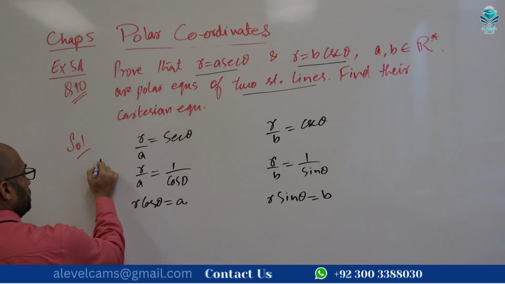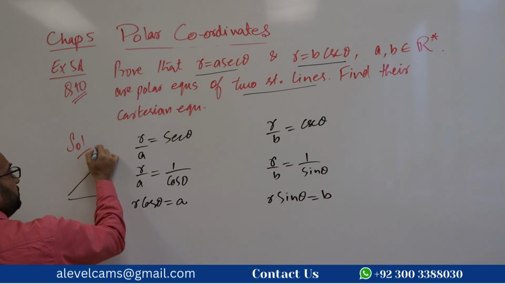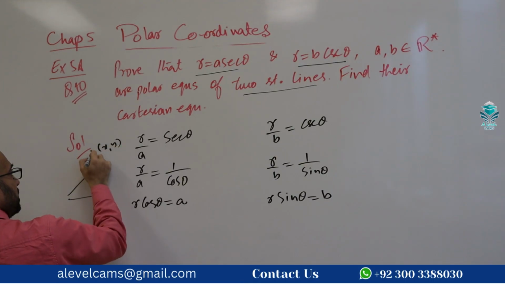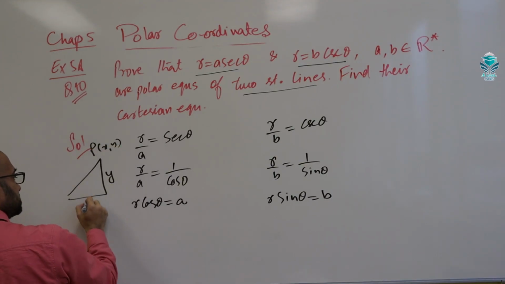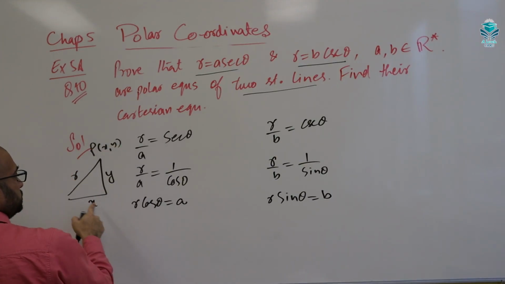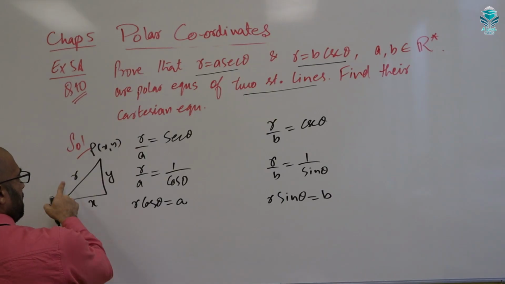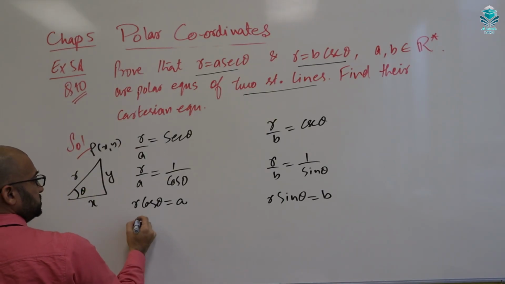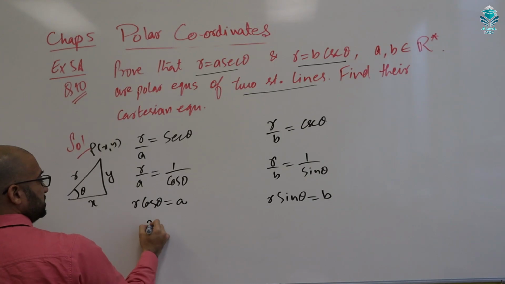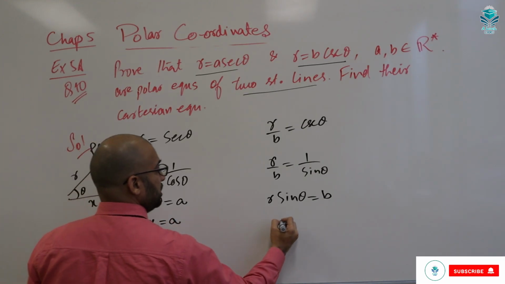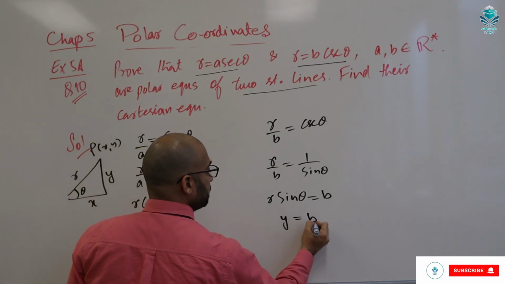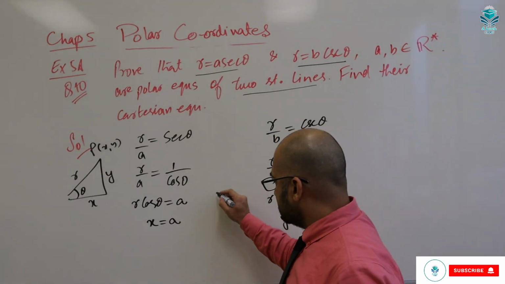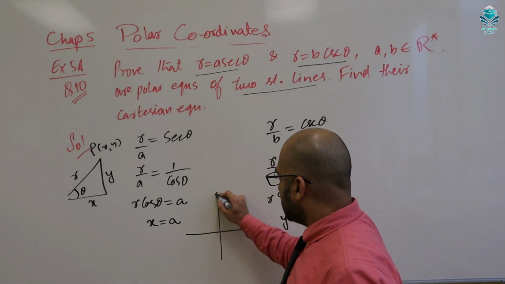So students, you know that for any point P with coordinates x, y, this is y, this is x, and this is r. So r cos theta means x by r is cos theta, so you can write r cos theta is equal to x and r sin theta is y. This is your answer. We will see what it tells us.